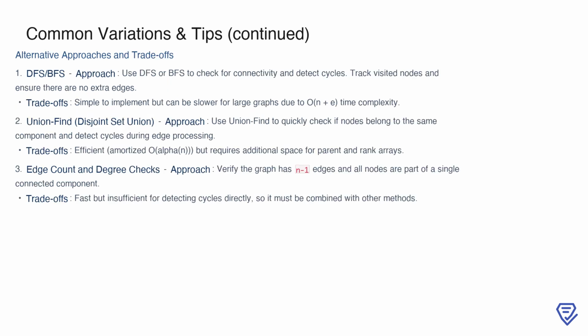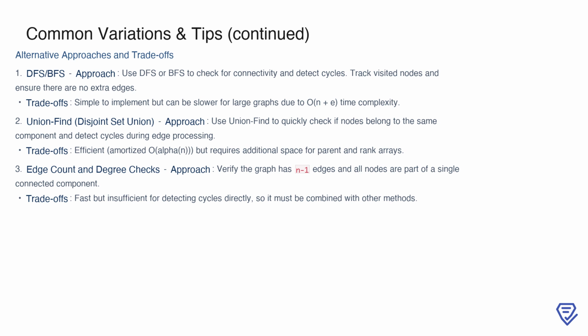When choosing an approach to solve graph problems, it's essential to weigh the trade-offs. DFS and BFS are straightforward methods for checking connectivity and detecting cycles. While they are simple to implement, they have a time complexity of O(n+e), which can be slower for very large graphs. Union find, on the other hand, provides a more efficient solution with an amortized time complexity of O(α(n)), where alpha is the inverse Ackermann function, which grows extremely slowly. This approach, however, requires extra space for maintaining parent and rank arrays.